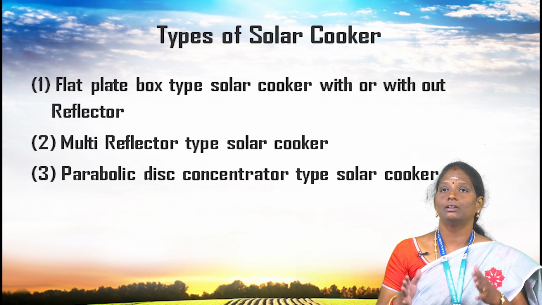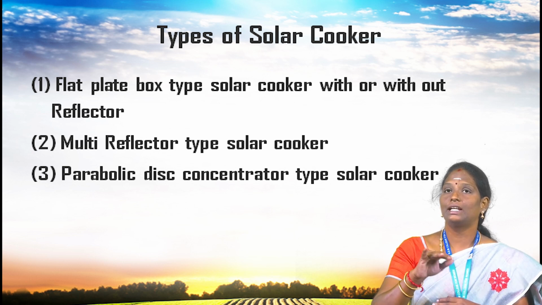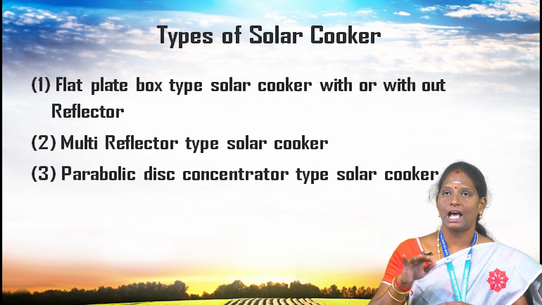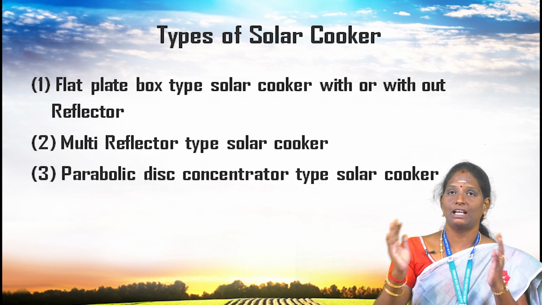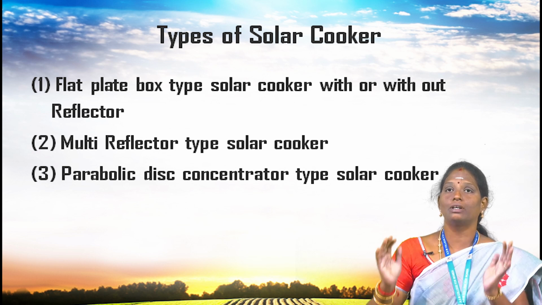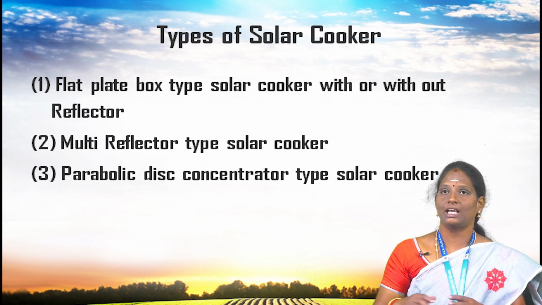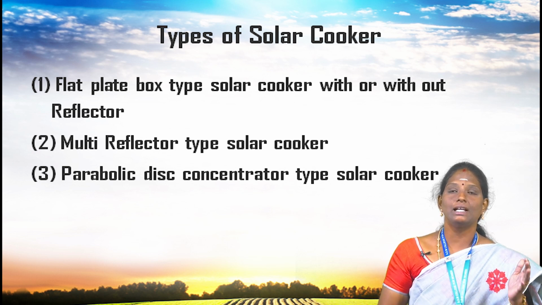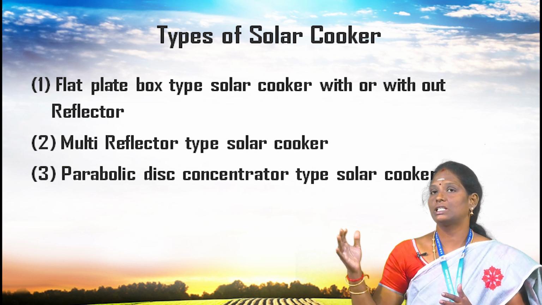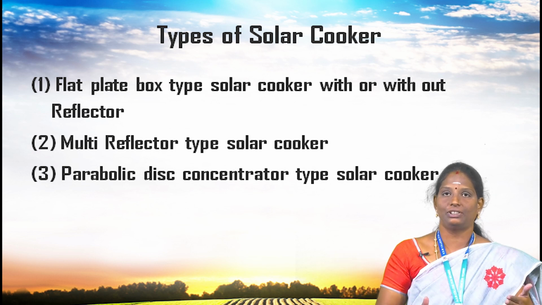This cooker allows solar radiation to enter through a double-walled glass cover placed on a blackened box which is well insulated and made airtight. The maximum temperature with a single reflector reaches up to 160 degrees centigrade. This is the first type.